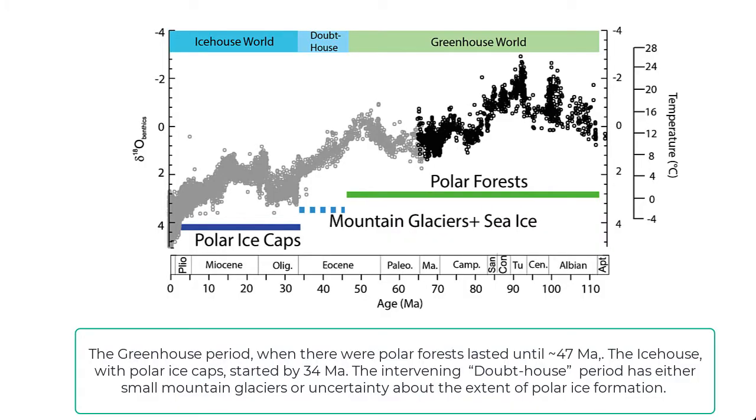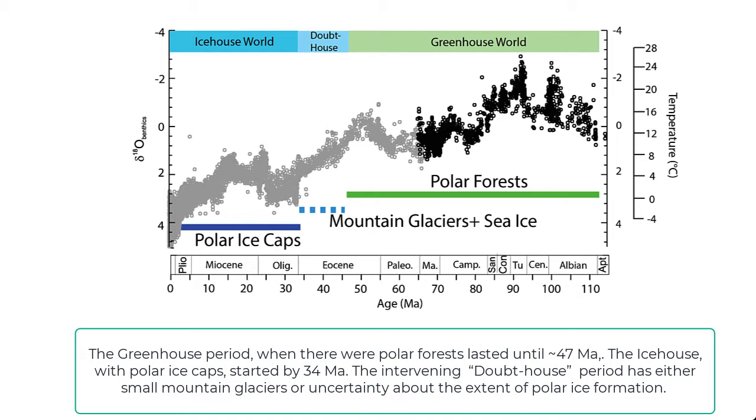We can divide that last 100 million years into the greenhouse world before around 47 million years ago, and the icehouse world after 34 million years ago, with what's called the doubthouse in between. This is a somewhat arbitrary designation, since you can see that the isotope record bumps up and down, but the basic idea is that the greenhouse world is warm enough to support polar forests, while the icehouse largely has glaciers on the high latitudes.